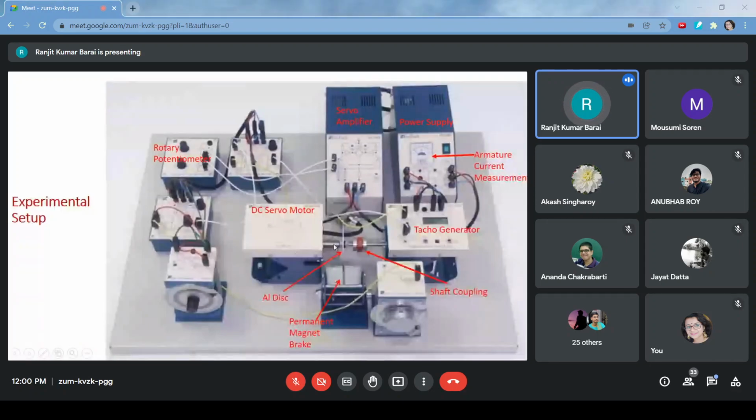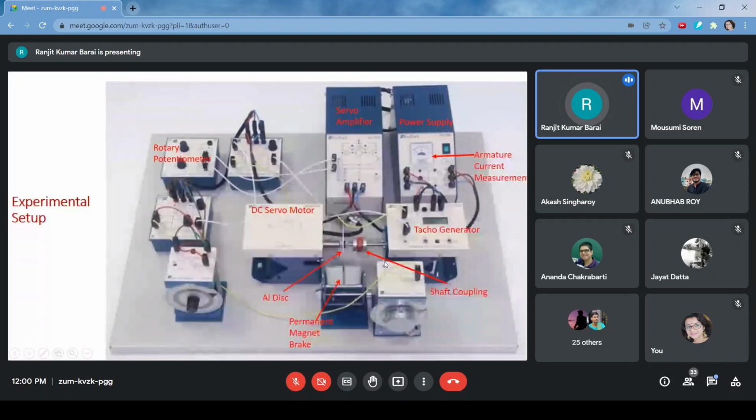And the shaft is connected with a disc, a metal disc, an aluminum disc, and its purpose I'll explain. And the shaft is coupled by a flexible coupling with the tacho generator. Its output voltage depends on the speed of the incoming shaft. So, misalignment. In order to avoid the result of misalignment of two rotating shafts.